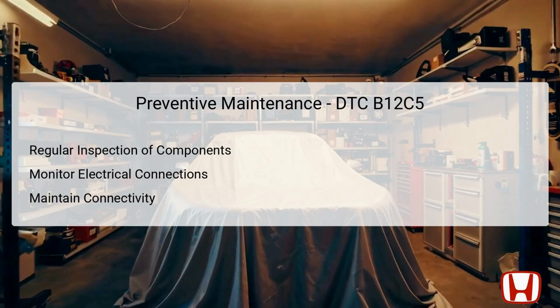To prevent future occurrences of DTC B12C5, regular maintenance is paramount. Schedule periodic inspections of the engine start-stop switch and body control module to ensure they are functioning optimally. Additionally, monitoring the electrical connections associated with these components can help catch any potential issues early. Regularly checking for frayed wires, loose connections, or corrosion can prevent failures related to connectivity.